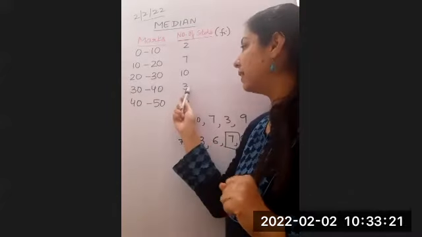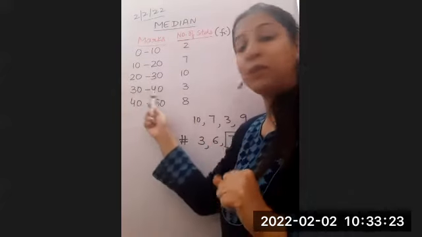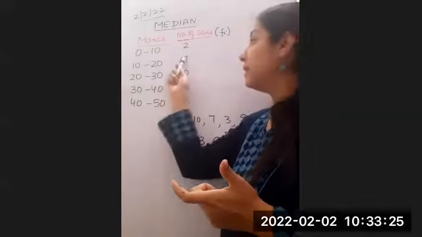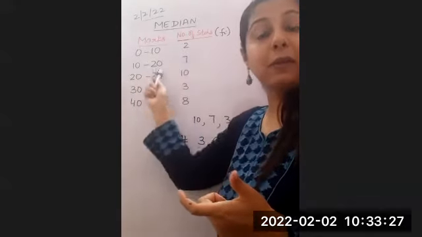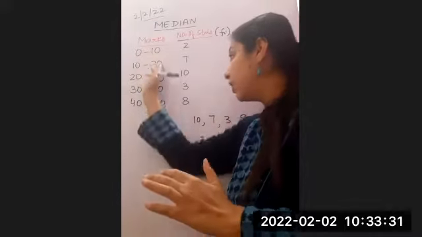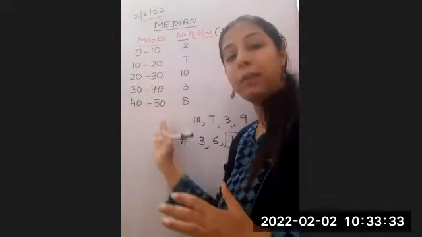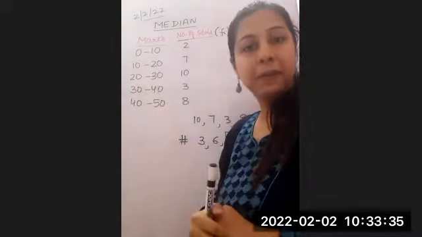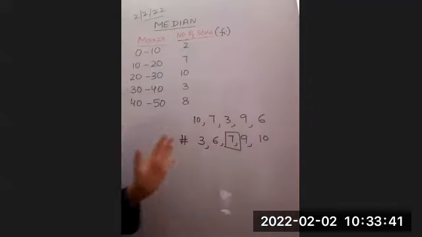These 3 children have a score between 30 to 40. But these 7 children have got a score between 10 to 20. So obviously, as we are moving down, the data is already in ascending order. Clear? Are you clear? So the first step we don't have to worry about. In grouped data, we do not have to worry about ascending order. It is already in ascending order.